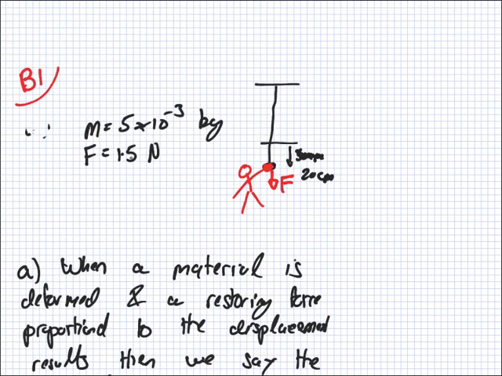An elastic band of mass 5 times 10 to the power of negative 3 kg is stretched vertically downwards from a fixed point by... So it's a rubber band, it's stretched vertically downwards. Using an average force of 1.3 newtons, so the man is pulling it down with 1.3 newtons, it is then released, causing it to be projected vertically upwards.